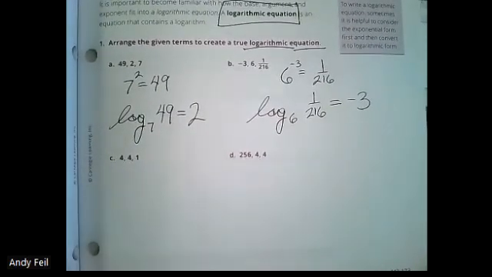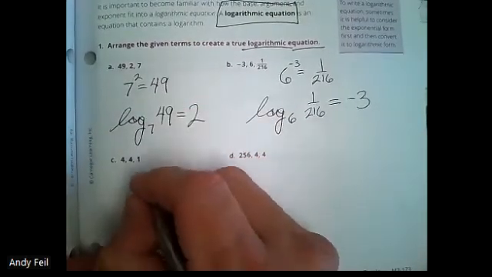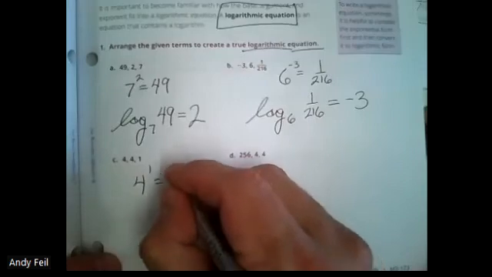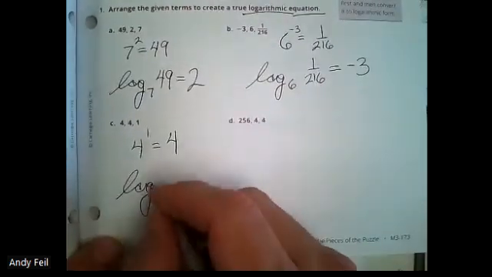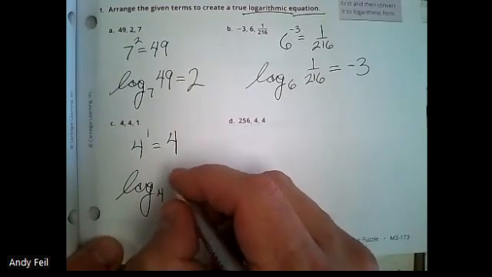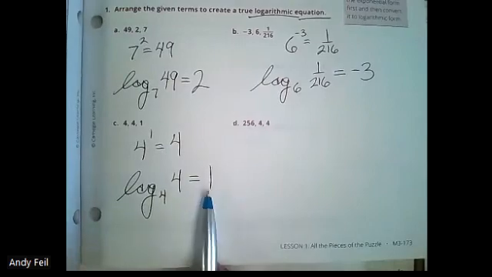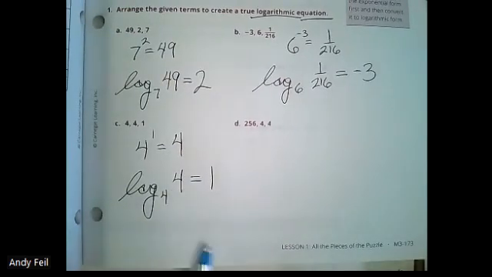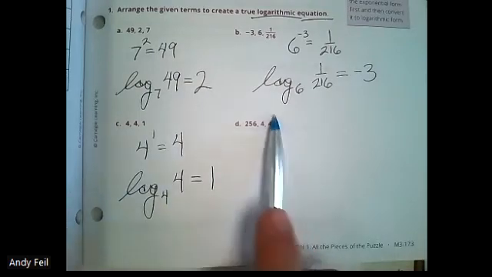4, 4, 1. Could you write that as an exponential equation? Lexi, say that. 4 to the first power equals 4. How could I write it logarithmically? That's log base what? 4 of 4 is 1, there you go. 4 to the first power equals 4. It's always this raised to the this equals this. How about these here?